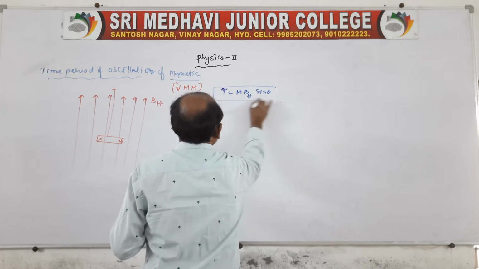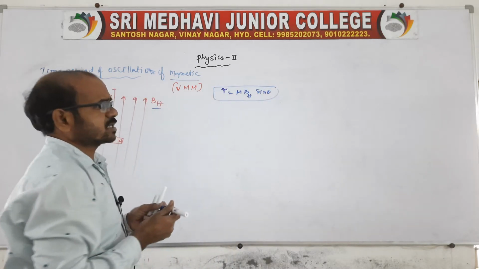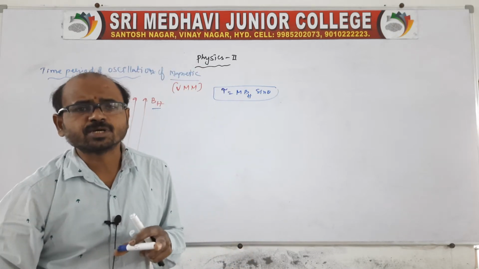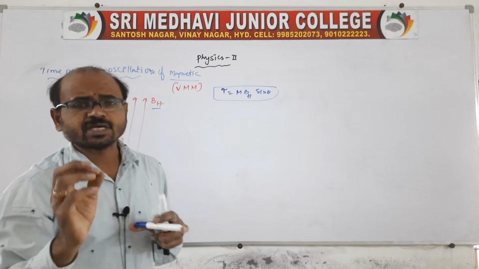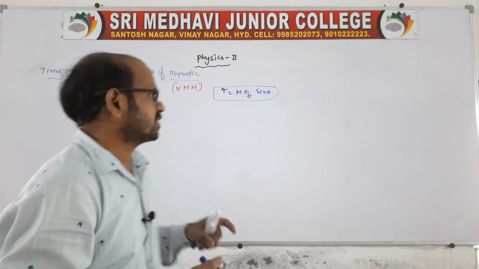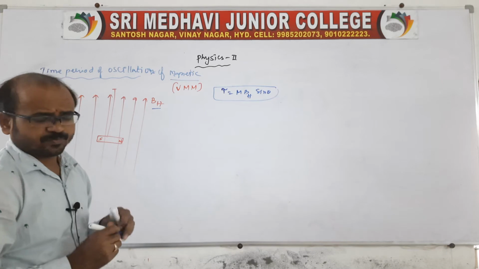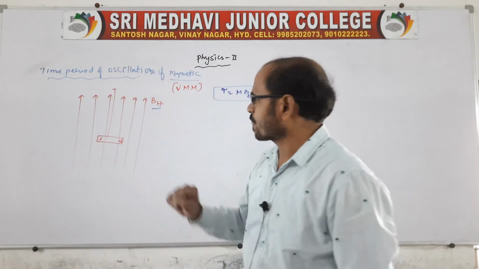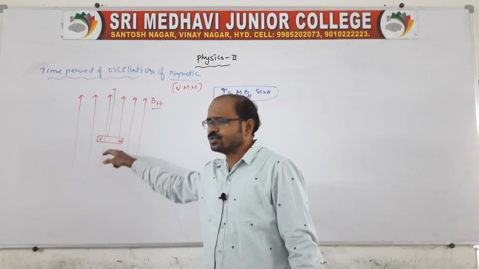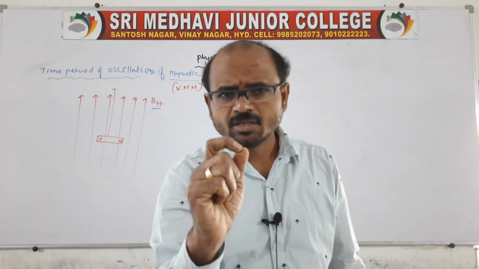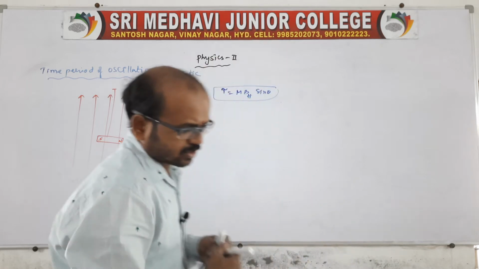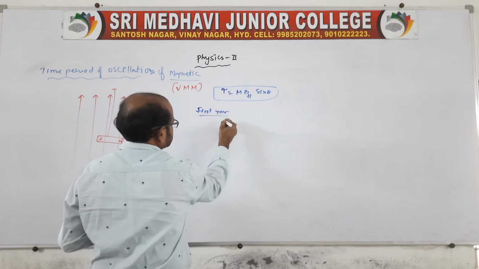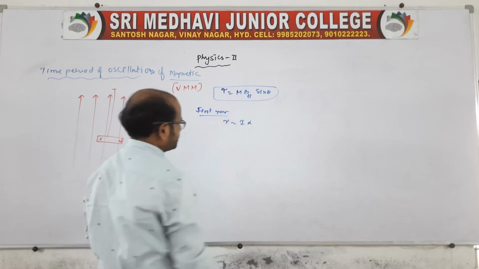Why are you writing BH? BH is nothing but the horizontal component of the earth's magnetic field. So this is about torque. Of course, we know from the first year about torque, related to a uniform thin rod: torque is equal to I alpha.